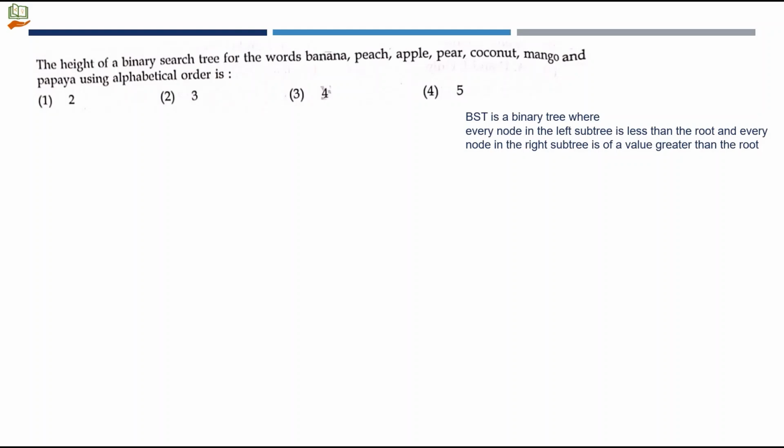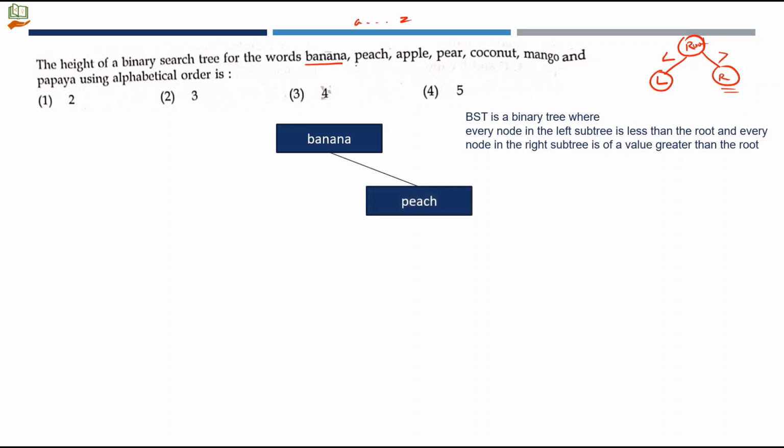So take this to be the root. So this is the left side. This is going to be less than the root and this is going to be the right side. This is greater than the root. First we'll have banana. Next is peach. In A to Z order, is P greater than B or not? Yes, it is greater than B. So you have to place it in the right side. So we are placing it here.